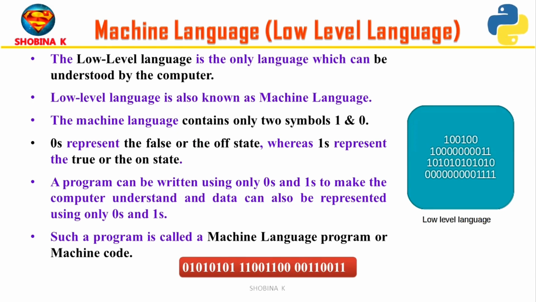Zeros represent the false or off state, whereas ones represent the true or on state. In the intricate dance between man and machine, machine language speaks directly to the hardware using the binary language of zeros and ones.